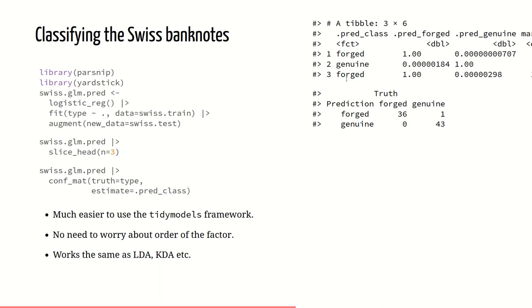It gives us our predicted class. It gives us our probability of it being forged and genuine, just like we did for LDA and KDA. Okay, and of course we can then run conf_mat from yardstick in order to get our confusion matrix, and you can see that we're doing extremely well because this is a nice easy data set to classify.